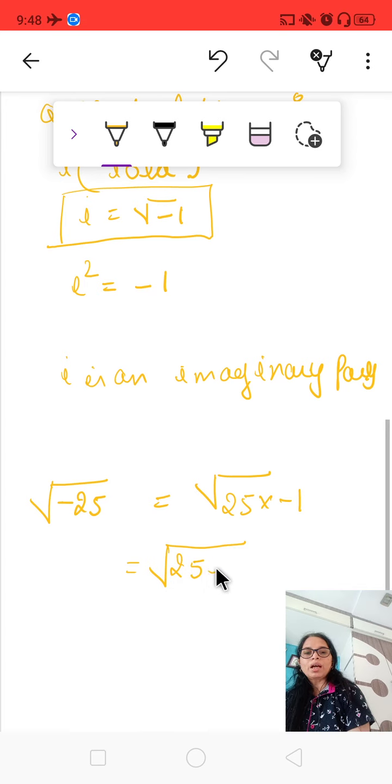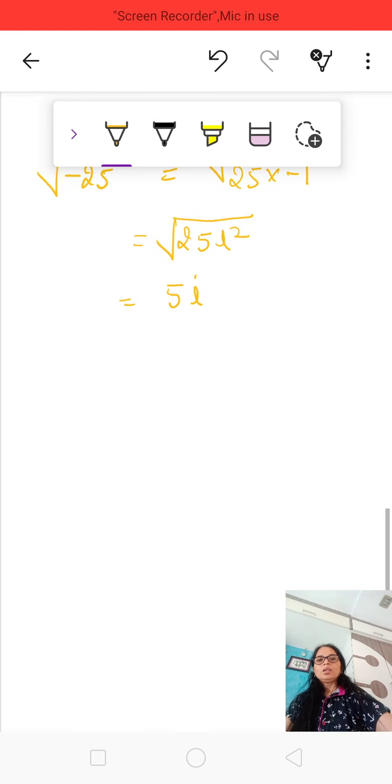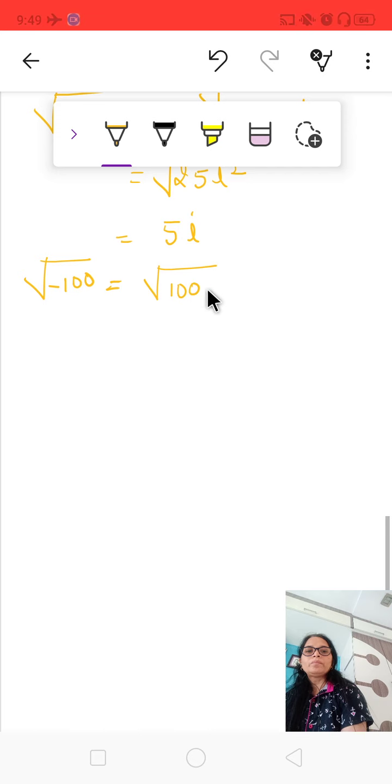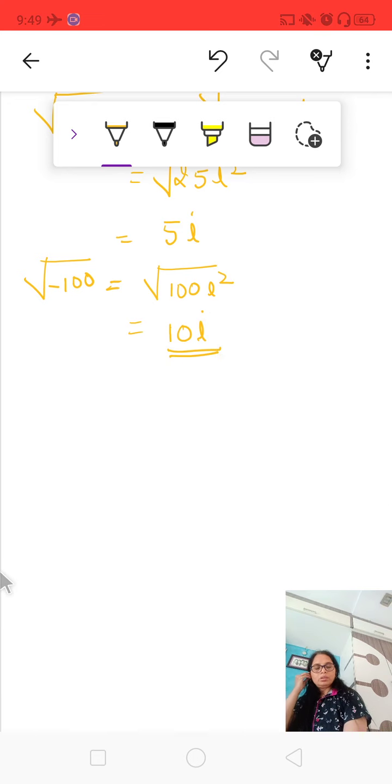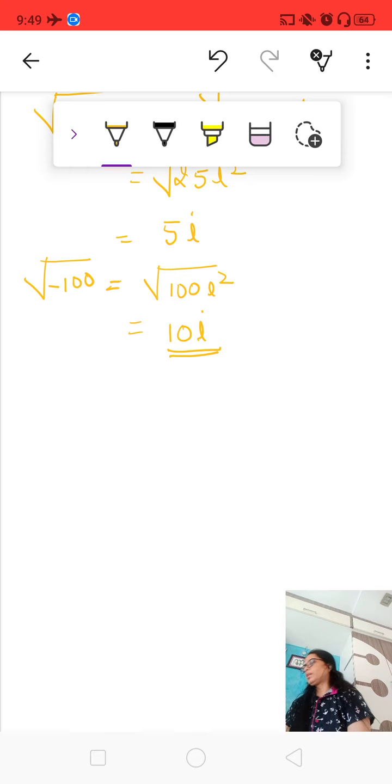What is the value of minus 1? i square. Just write down i square. Now easily you can take the square root of this one, 5i. Suppose I am writing here the square root of minus 100. How to take the square root of this minus 100? Write down here 100 i square. What is the root of 100? 10, and root of i square is i. So this is how to calculate the square root of an imaginary number.